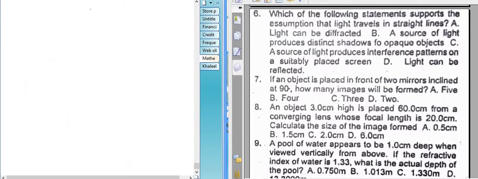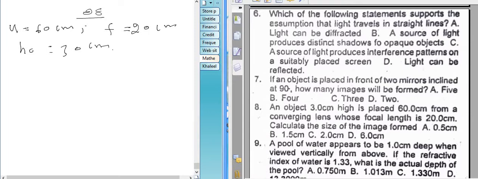Question 8. An object 3 cm in height is placed 60 cm from a converging lens whose focal length is 20 cm. Calculate the size of the image formed. Let us jot down our data and solve the question. The distance of the object from the lens is denoted by u, which is 60 cm, the focal length is 20 cm, and the height of the object is 3 cm.